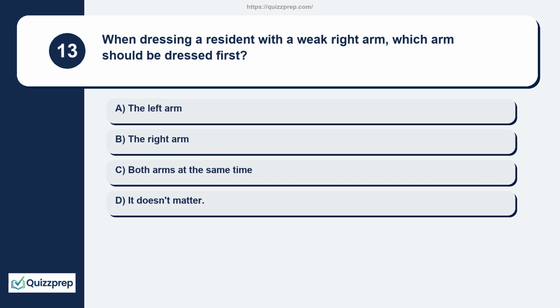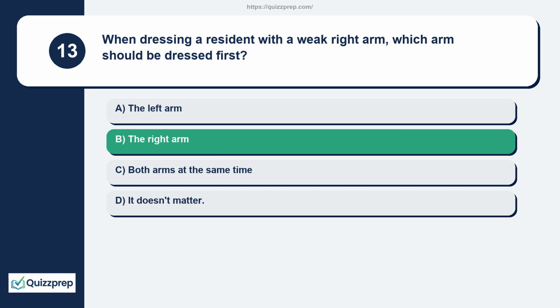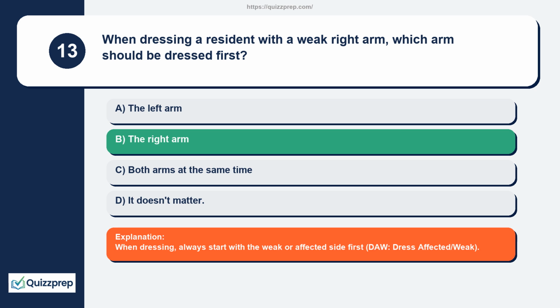Question 13. When dressing a resident with a weak right arm, which arm should be dressed first? The left arm, the right arm, both arms at the same time, or it doesn't matter. When dressing, always start with the weak or affected side first. Dress affected, weak.